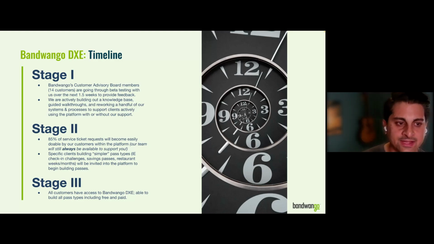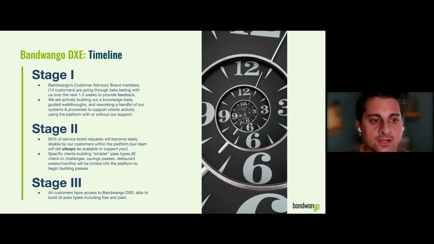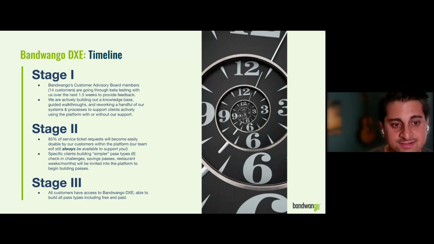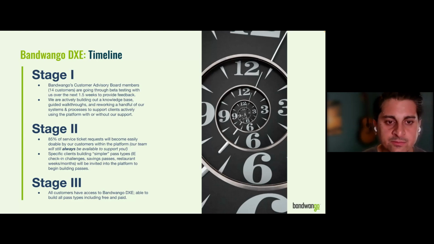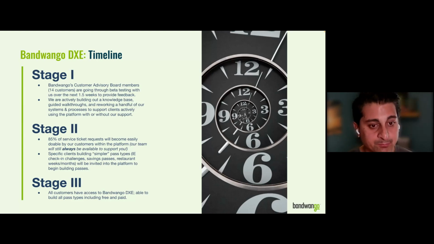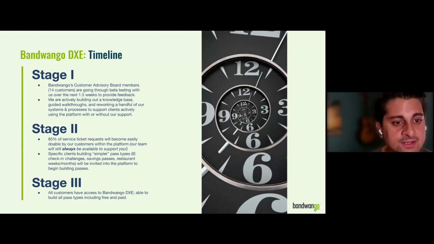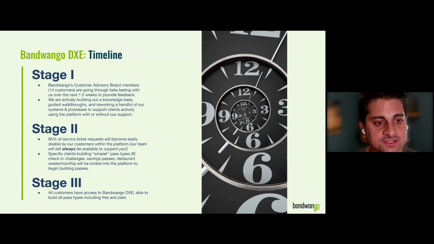What this basically means is our 14-member customer advisory board is going through beta testing in this system over the next week and a half to provide feedback. We have 2 of our customer advisory members already scheduled to go through the beta testing and build passes that are actually real passes, and we're going to get the rest of the CAB members through this in the next week to week and a half.